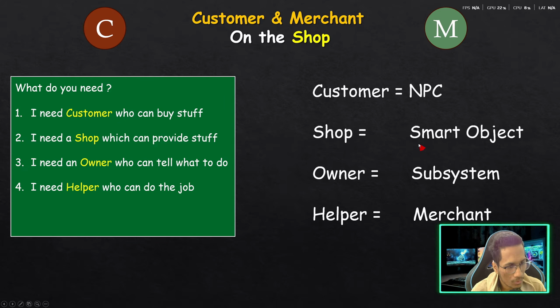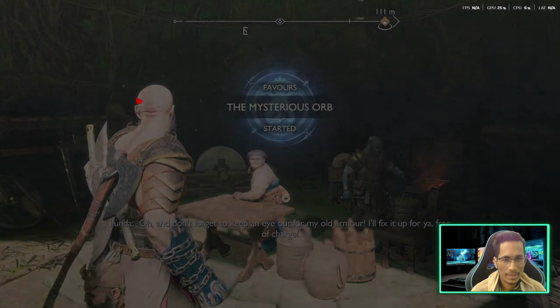They want you to use their own systems, which are designed and integrated in an efficient manner so that they support your gameplay design. Then you need an owner which can tell what to do. I will address this specific part in the next slide. Then you have a helper, that is your merchant in the shop, which is going to do the actions when you request. So let's take the God of War example.